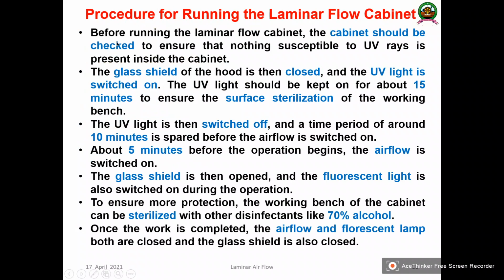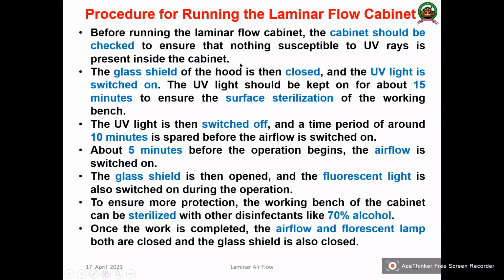Then what is the procedure for running the laminar airflow cabinet? Before running it, the cabinet should first be checked thoroughly to ensure that nothing susceptible to UV rays is present inside the chamber. Whatever we are going to do, it should not be susceptible to UV light, and anything susceptible should be removed before you start processing in the laminar airflow chamber.